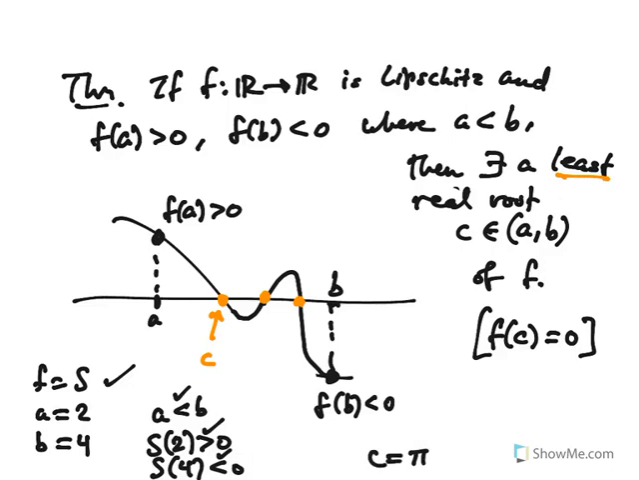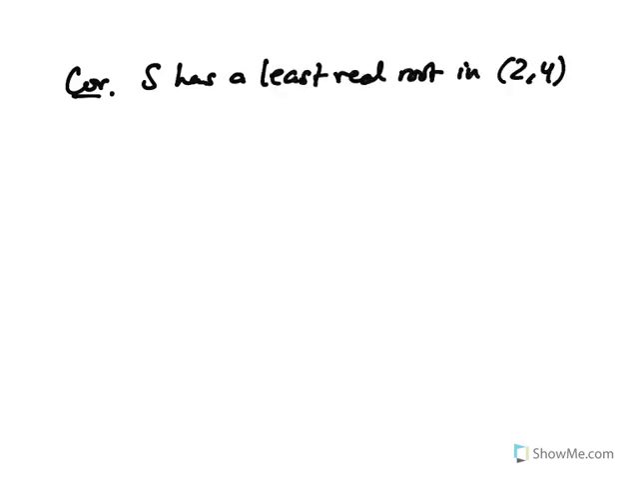So the c in this theorem will be pi by definition. That's how we define pi. Okay? So that'll be like a direct application as a corollary of this theorem. Capital S has a least real root in the open interval 2 to 4.